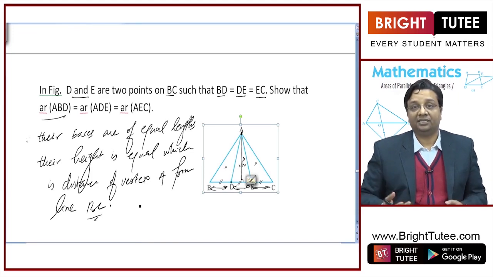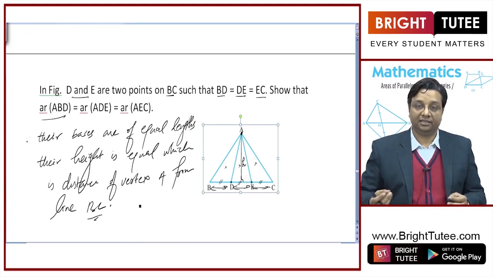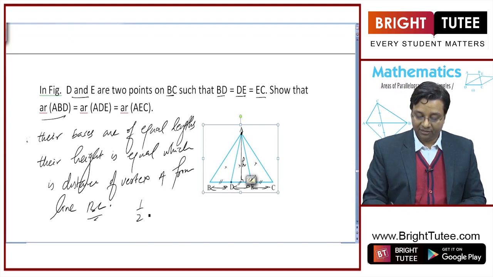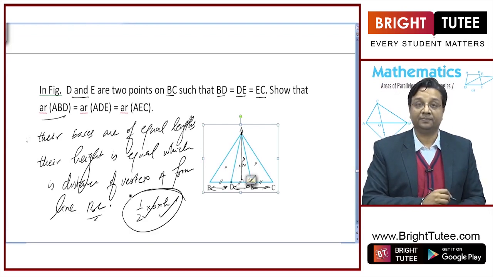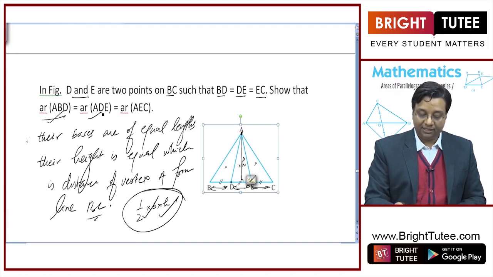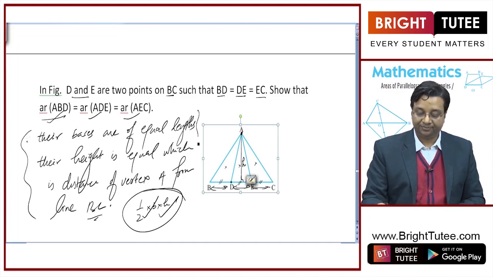So if their bases are of equal length, their heights are equal, what about their areas? Area is nothing but half into base into height. Base is equal, height is equal, so their areas are equal. Hence, these areas are equal, and I have given the reason here.